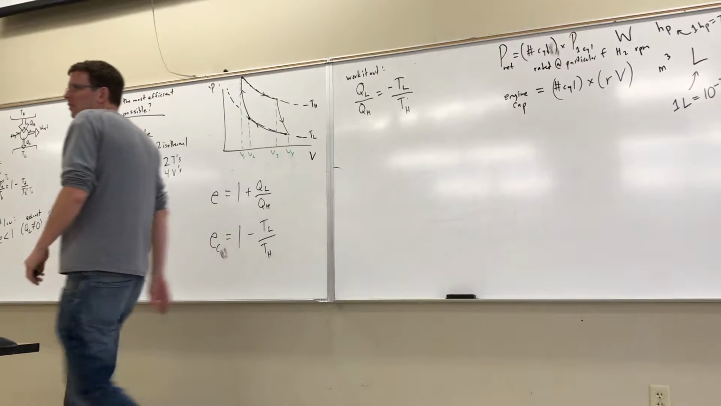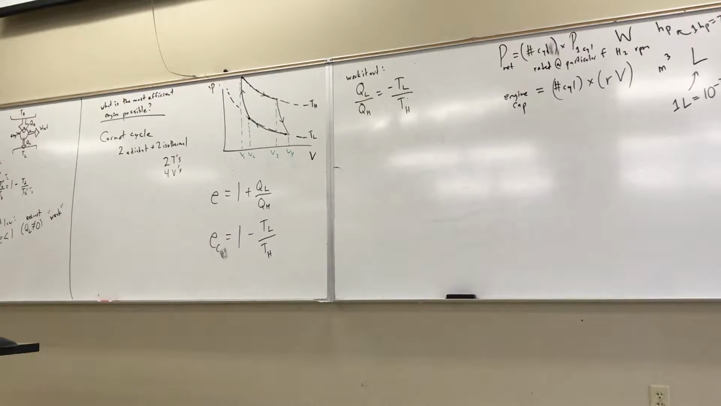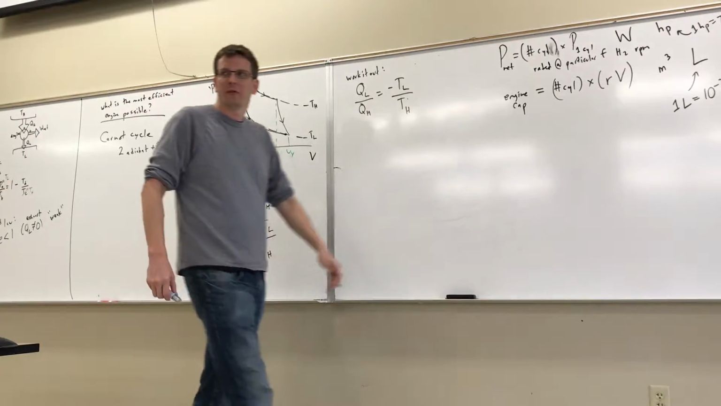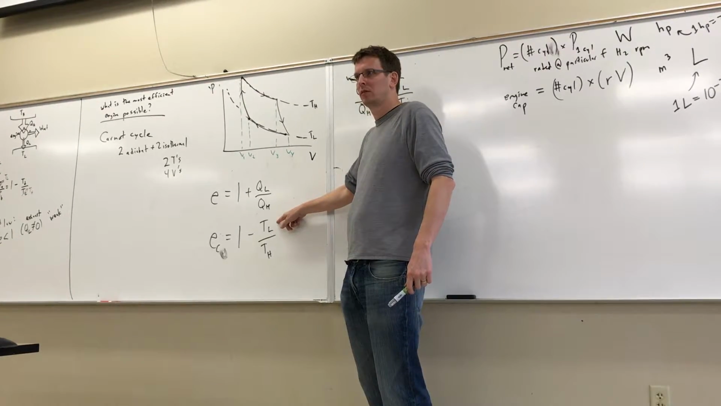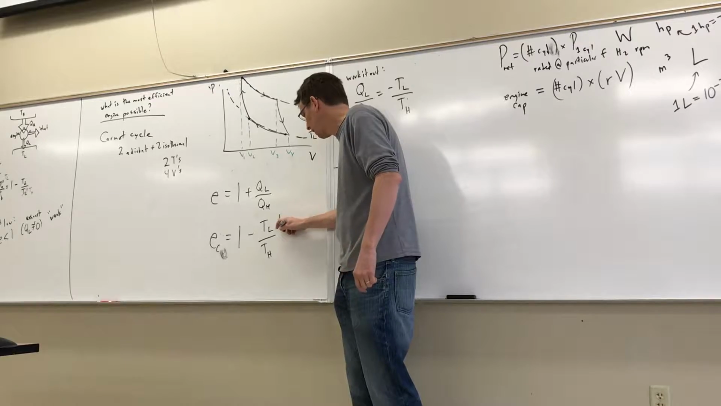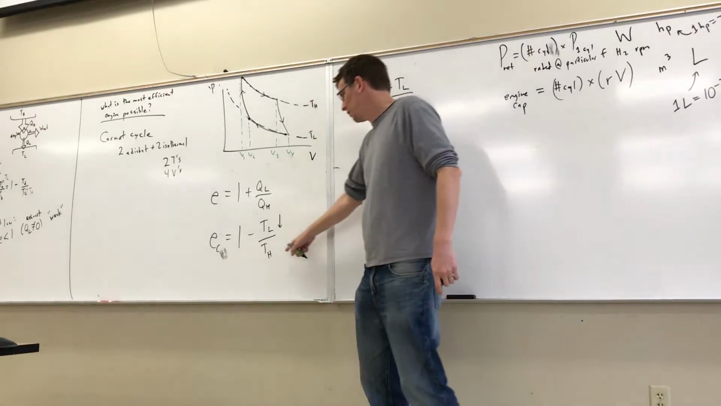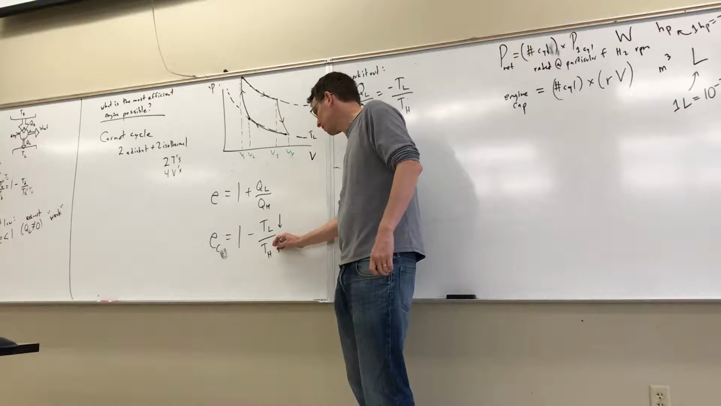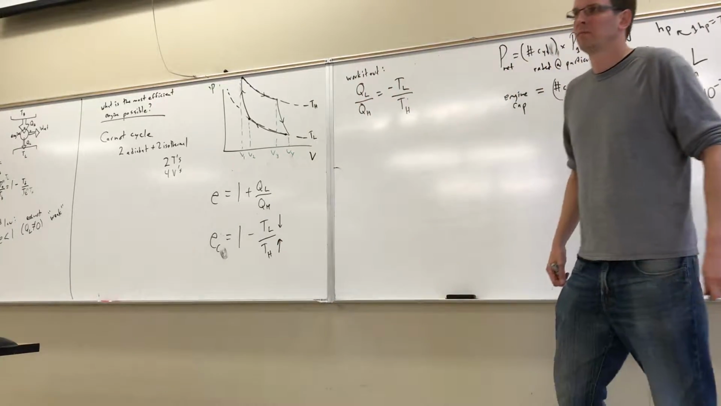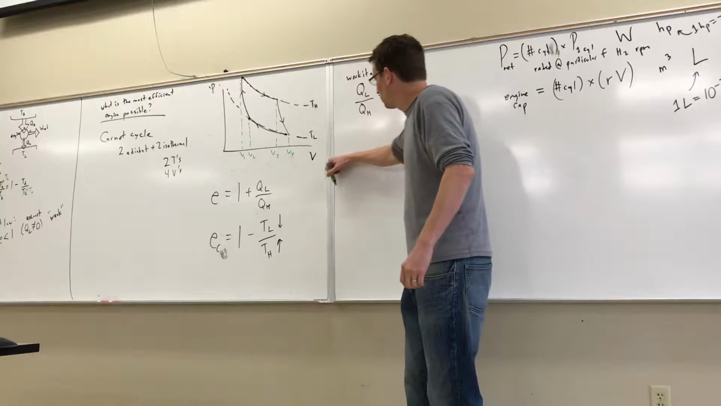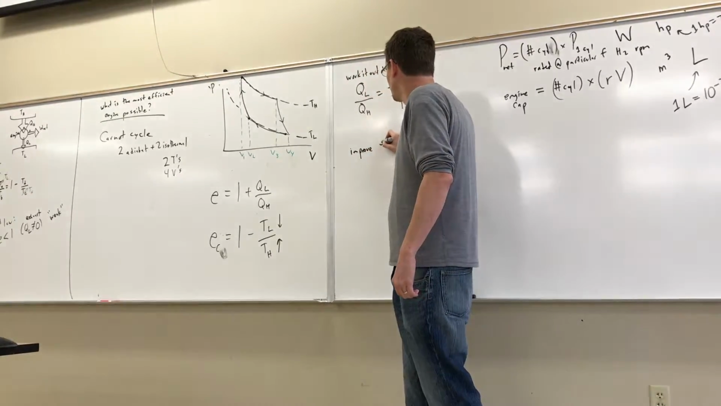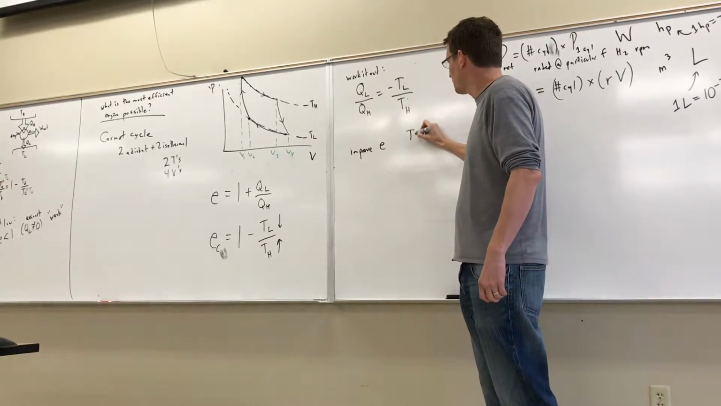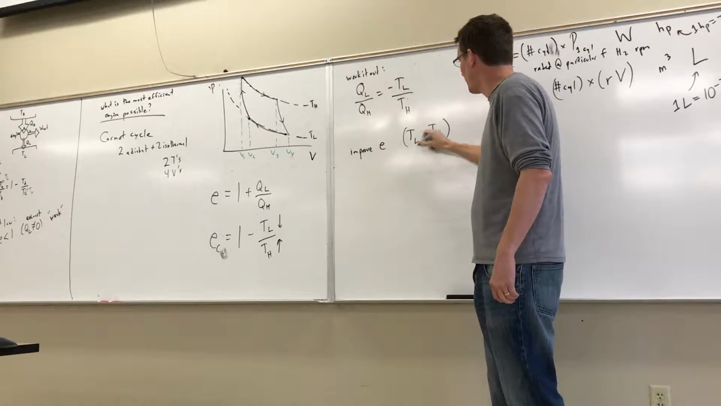So we can see, first of all, how might we make this more efficient? If we want maximum efficiency, what should we do to the T low? Should it be big or small? Small. We want to make this as small as possible. And what about TH? As high as possible. So to improve the efficiency, we want the difference between these two temperatures to be as large as possible.